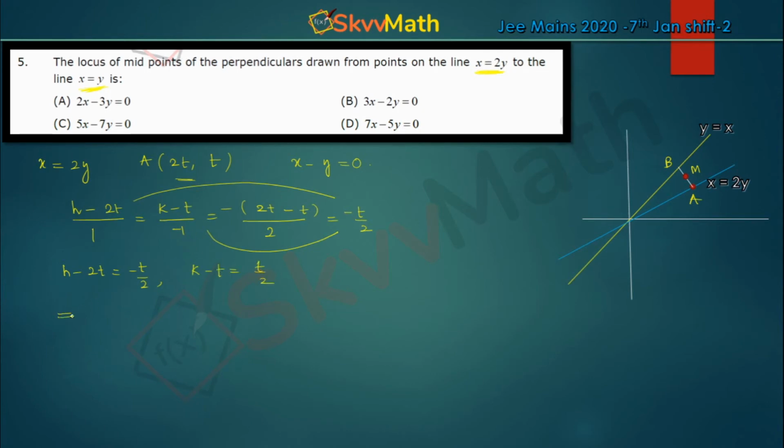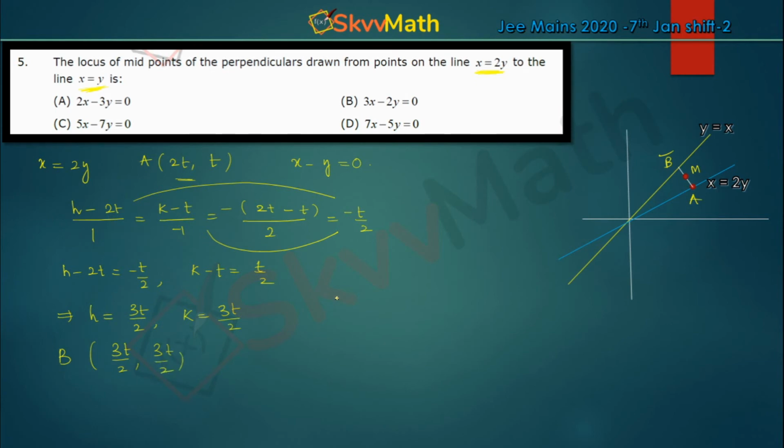Now what is h? h = -t/2 + 2t. After taking LCM, 4t - t, that is h = 3t/2, and here you get k = t + t/2, that is 3t/2. Right. So we got the foot of the perpendicular: h = 3t/2, k = 3t/2, which is on the line y = x, which is nothing but what we supposed as B. So B is (3t/2, 3t/2).